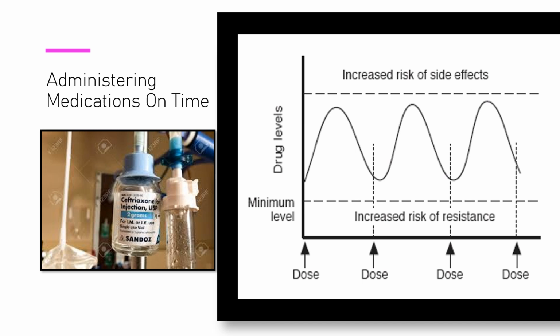Now, up here though, if the medication level in the blood gets higher than this line, you're going to see an increase in the risk of side effects. So there's no increased benefit when it comes to treating the infection. Instead, there are increased risks of side effects at that level. We want to make sure the patient stays in the therapeutic range for the medication. That's why it is important to give medications on time, especially medications like antibiotics.